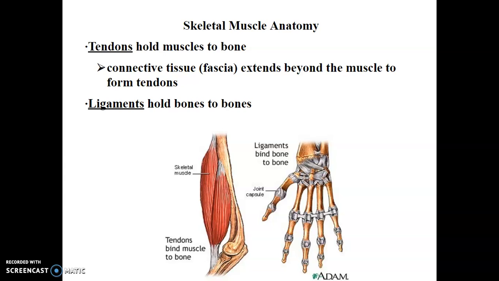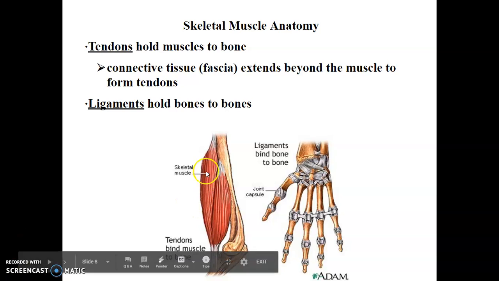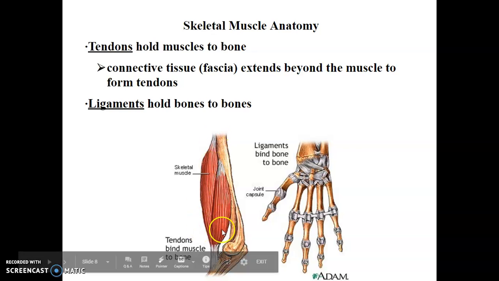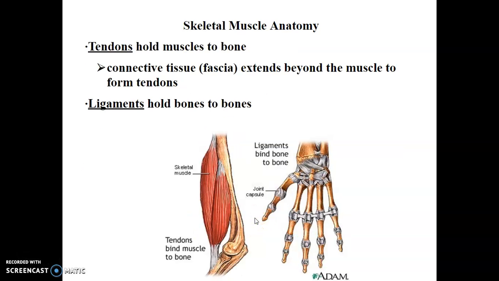The connective tissue that extends from the muscle forms tendons. So we're going to see this with our lab later on. There's connective tissue over the top of this called fascia that holds all this muscle in place, and the end parts of the fascia extend outwards and connect to the bone. Move it out of the way. Underneath, where it says tendons bind muscle to bone, where it's sticking to the bone, that shows you how the tendons attach to the bones.